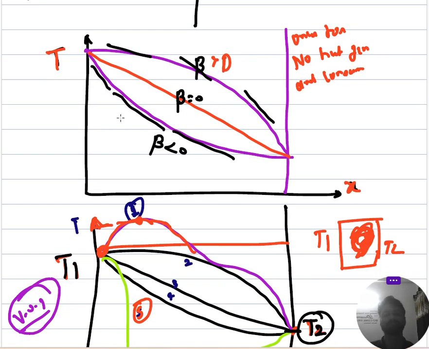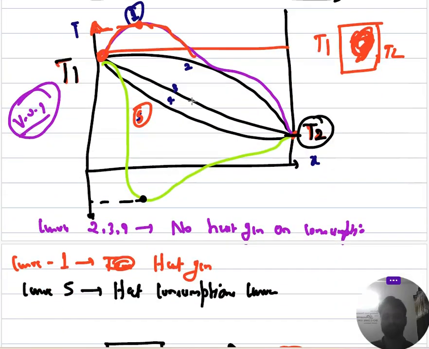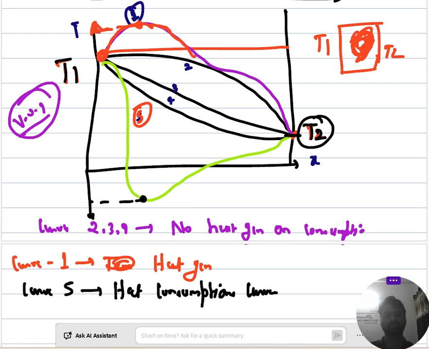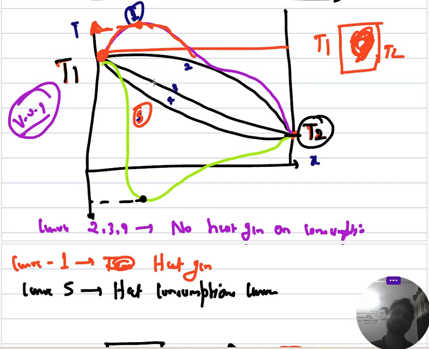So this shows the case when there is no heat generation within the solid and the thermal conductivity is a function of temperature only, right? Now coming to the next part, you can see that curve 1 and curve 5, that is the red curve and the green curve, go beyond temperature T1 and come below temperature T2, right?